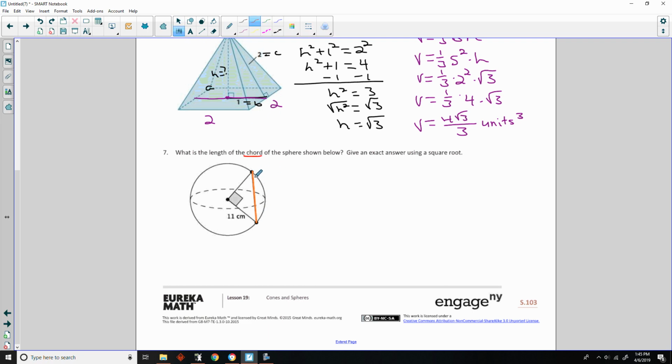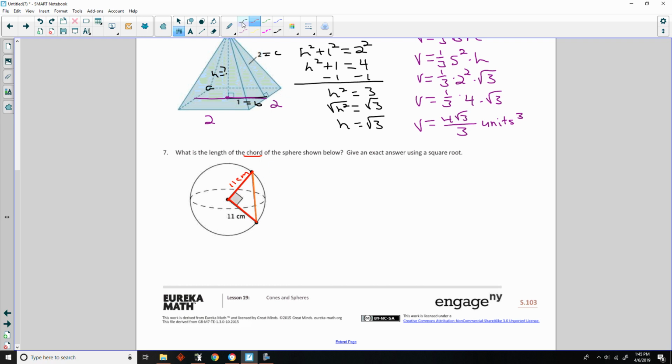So it's asking what the length of this is. Well, this is a right triangle, and this is 11 centimeters. So this, from here to here, is a radius. And from here up to here is a radius. And what do we know about the radii of a circle, or in this case, a sphere? Well, the definition of a radius is the distance from the center to the edge. And the distance from the center to the edge anywhere on this sphere is always the same. So if this is 11 centimeters, then this is 11 centimeters.